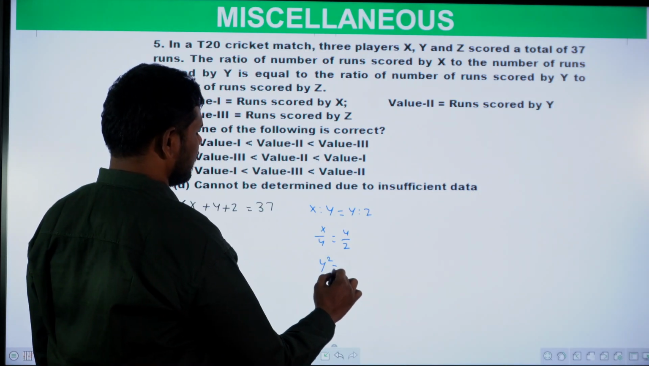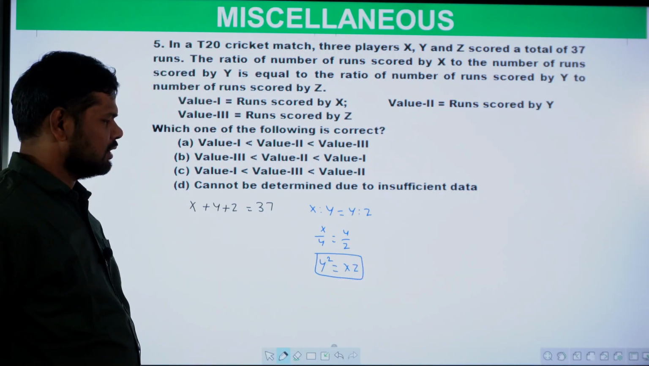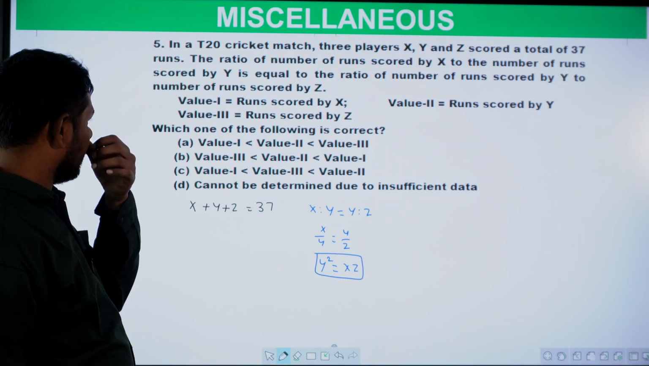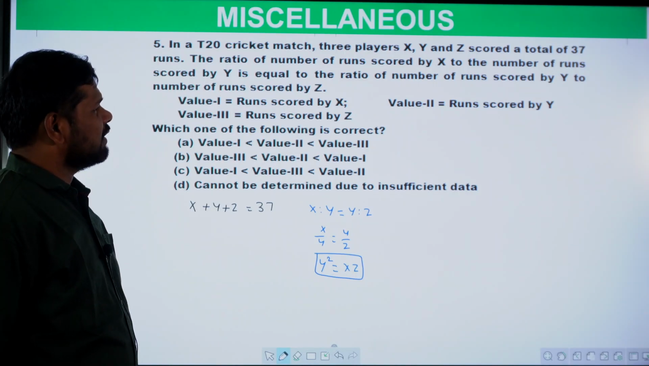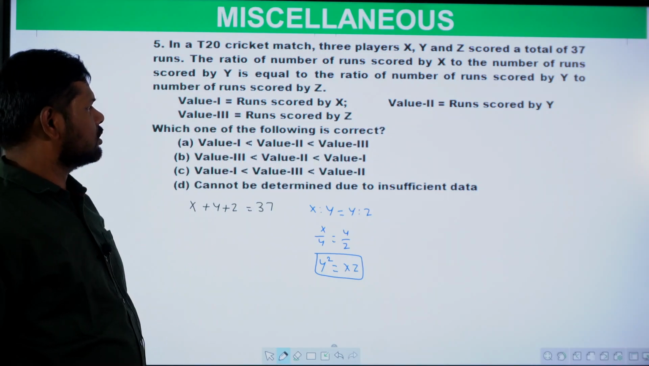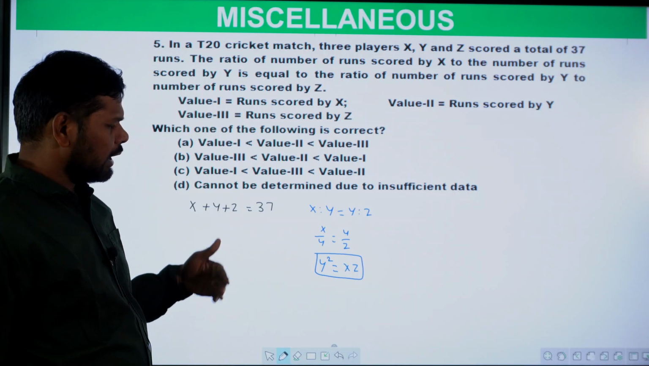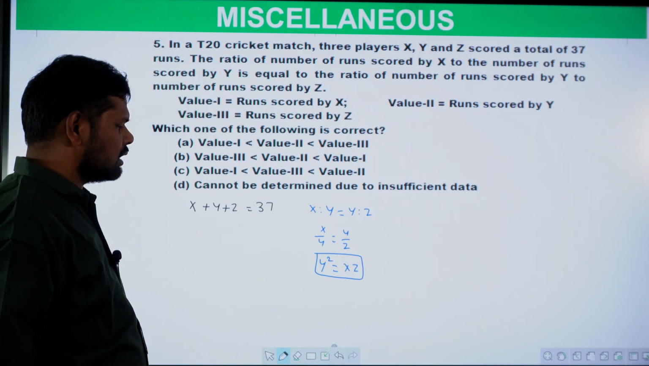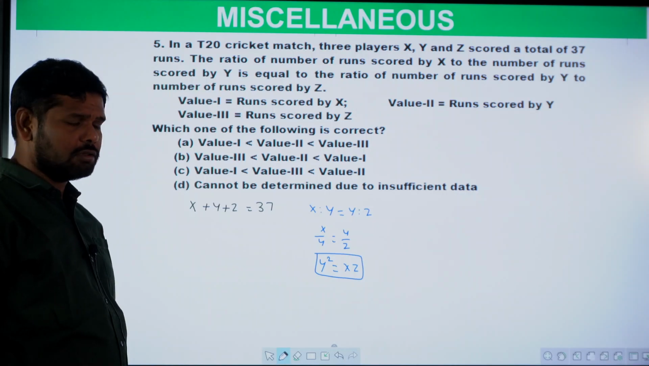After cross multiplying, Y square equals X into Z, that is given actually. So simply they are given. Right now, value 1 equals runs scored by X, value 2 equals runs scored by Y, value 3 equals runs scored by Z. Right? Instead of solving in the traditional way, take some assumptions and solve.